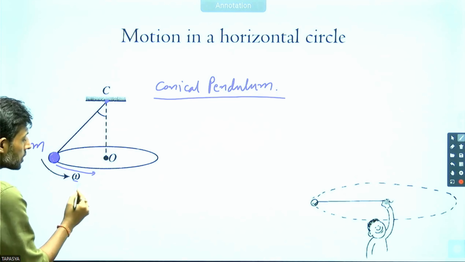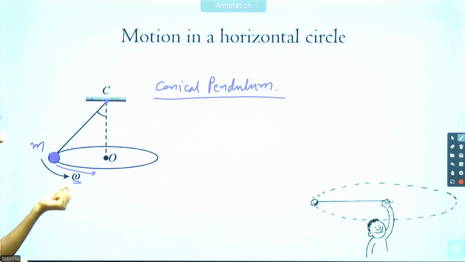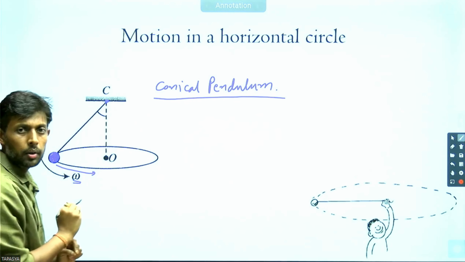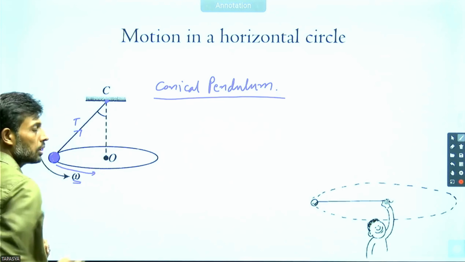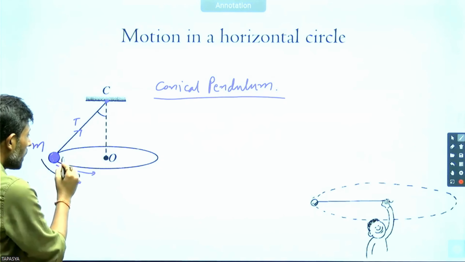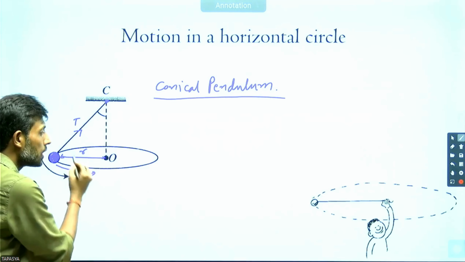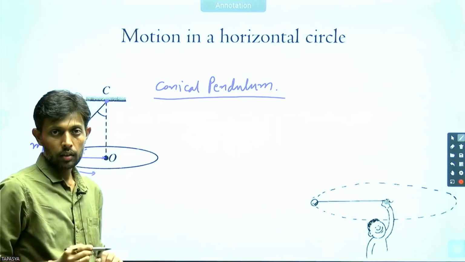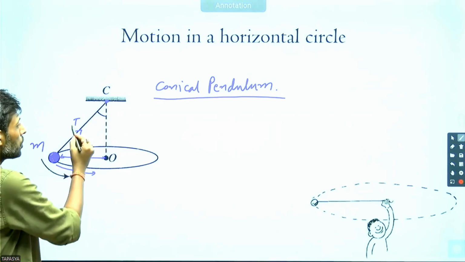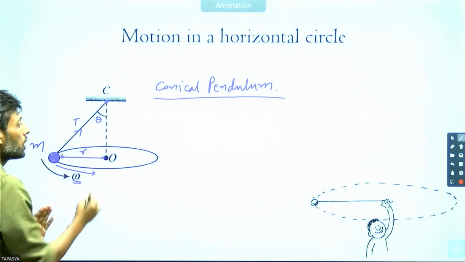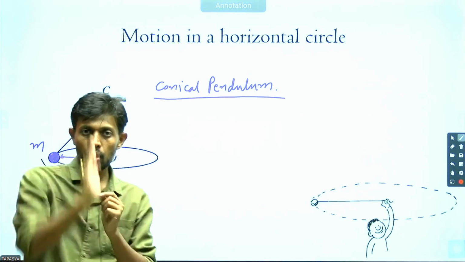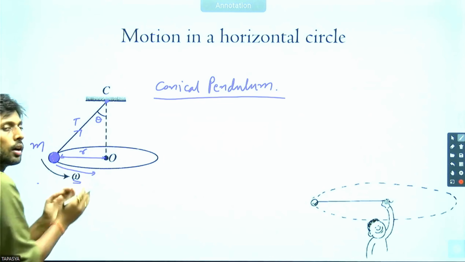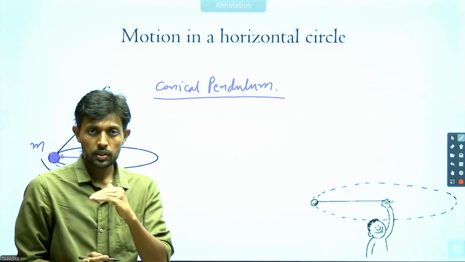And the angular velocity is given to us. It is omega. Since there is a string attached to this bob, there's going to be a tension also. Let's call that tension T. Let us assume the radius of this horizontal circle to be r. Let us find out T in terms of quantities like theta, where theta is the angle that the string is making with the vertical. What we'll do is we'll balance forces.